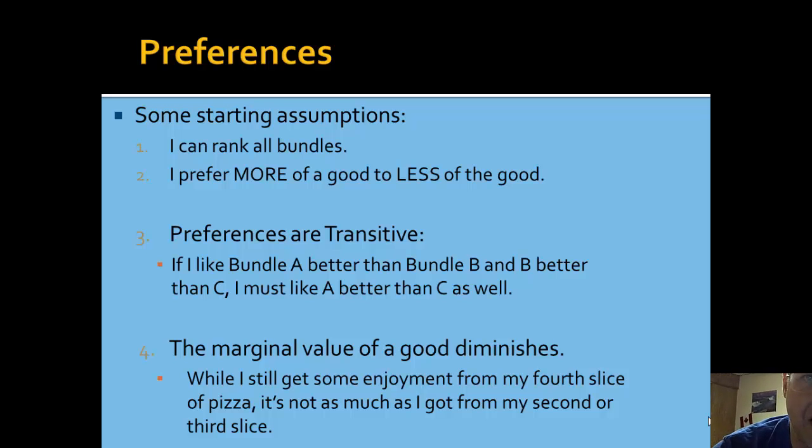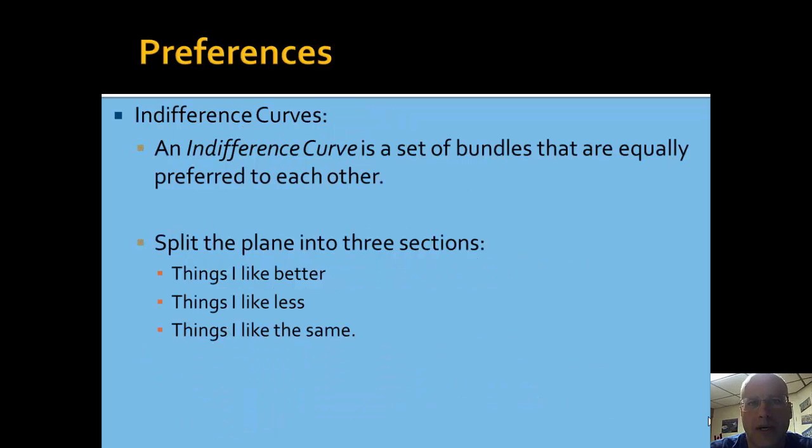By the time I get to the eighth slice of deep dish pizza, for instance, I get far less enjoyment out of the last slice than I did out of the first slice. The way we're going to illustrate preferences is through the use of something called an indifference curve. And an indifference curve is a set of bundles that are equally preferred to each other. These are things that we would assign the same ranking to.